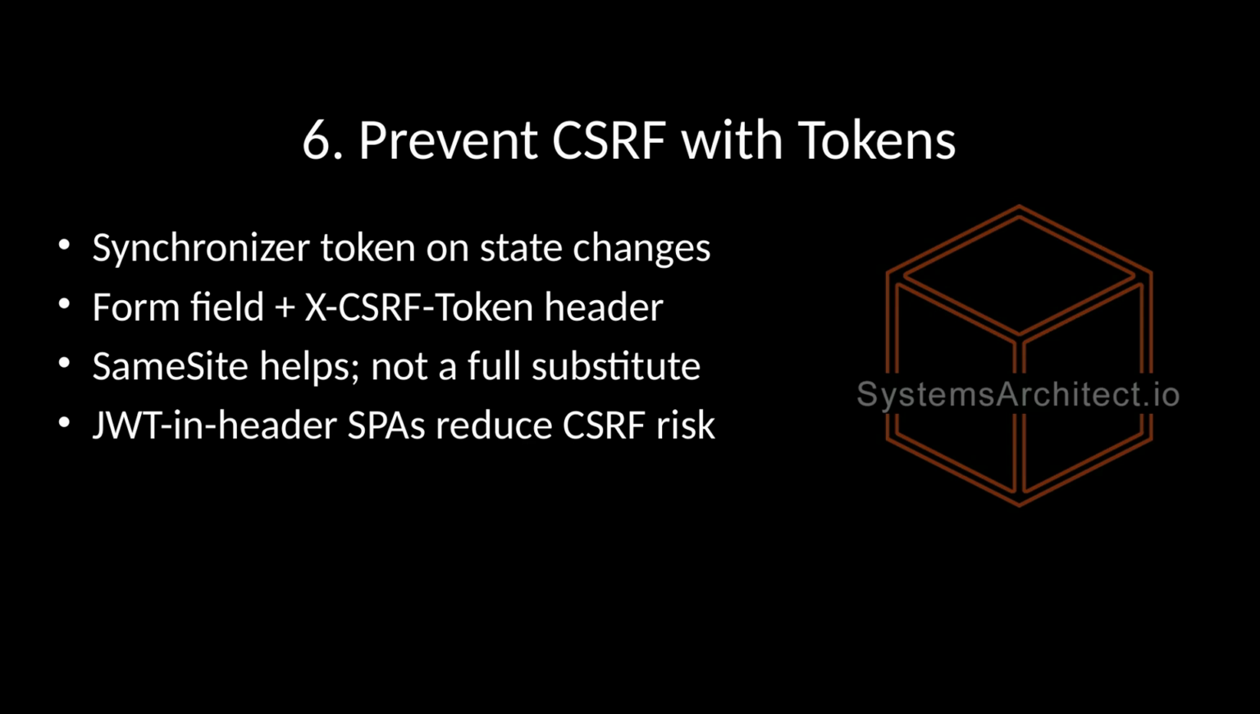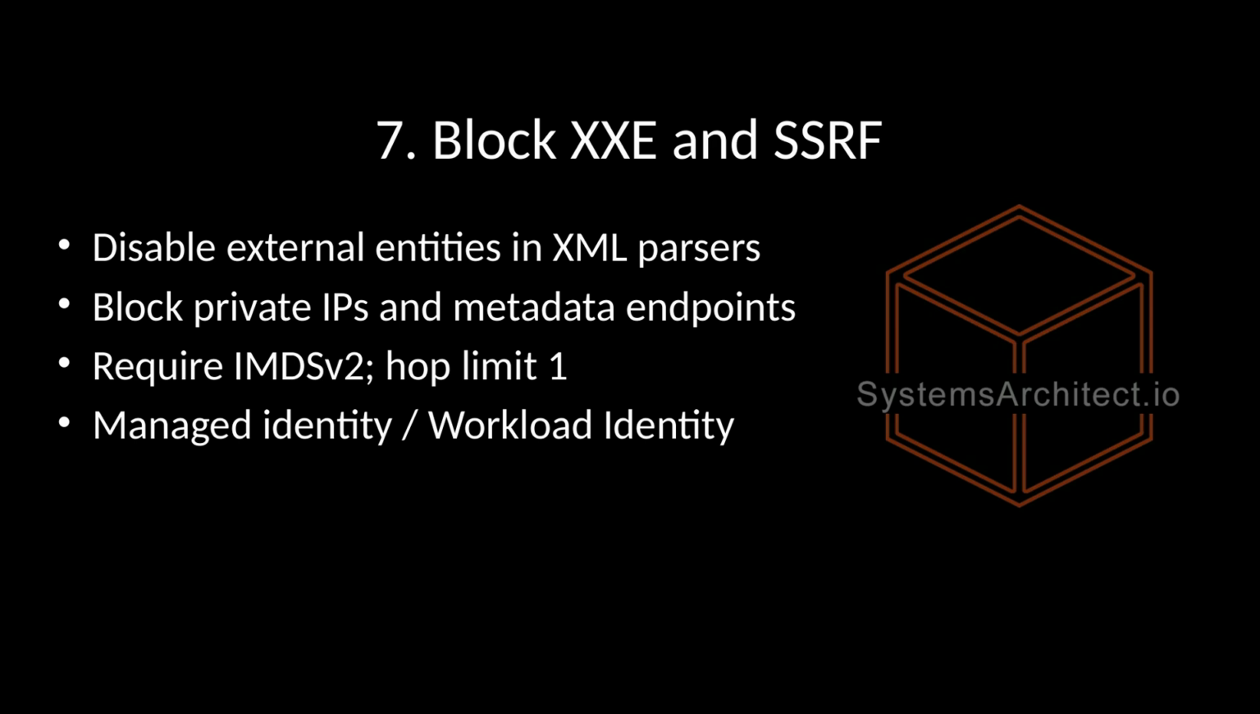SameSite helps, but is not enough if you use unsafe GET state changes or need some cross-site navigation. Django and Spring enable tokens by default. Disable only with security review. For JWT in header SPAs, the browser will not auto-attach authorization, which reduces CSRF risk, but still lock down any cookies you set. Seventh, block XXE and SSRF.